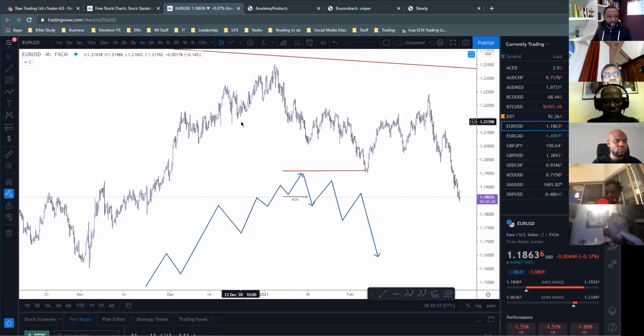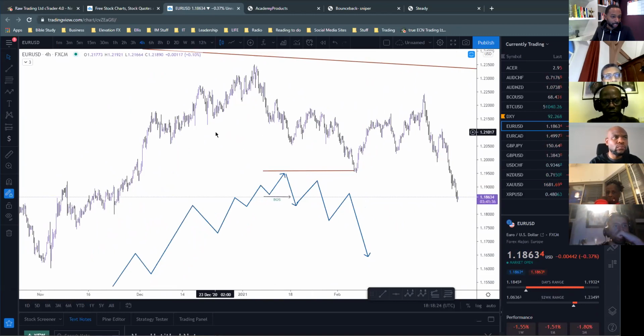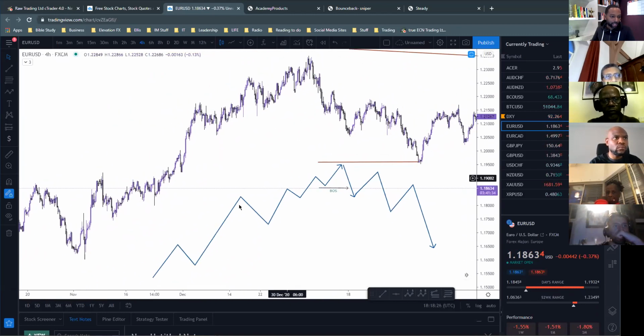Now, can you see? There's a very similar pattern to what I've drawn in a blue line to what is actually visible on the chart. Let's see if we can zoom in a little bit. You can see that these patterns are very similar. All right, now watch this.